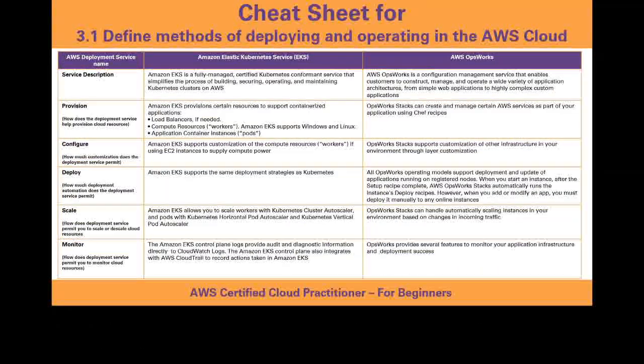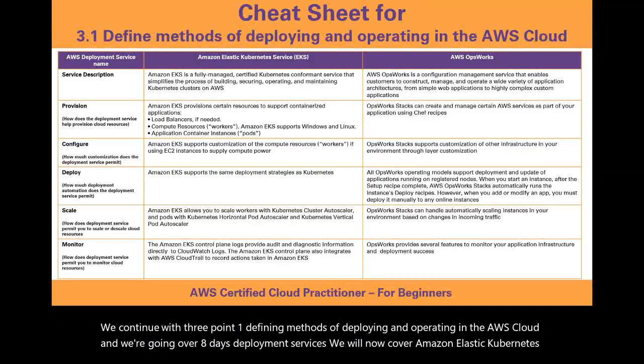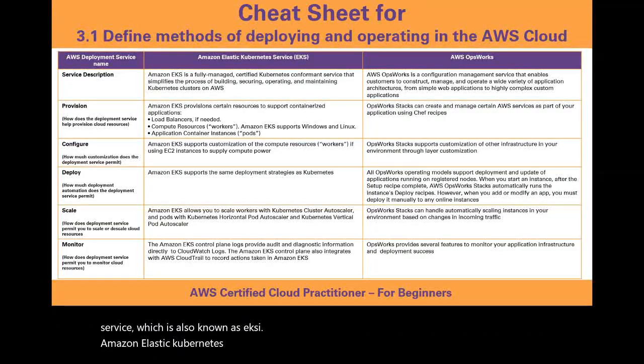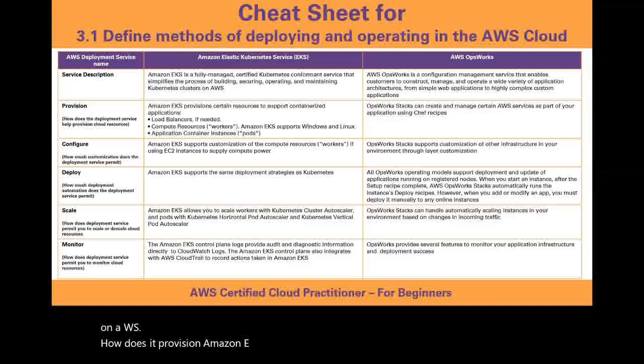We continue with 3.1, defining methods of deploying and operating in the AWS Cloud, and we are going over AWS deployment services. We will now cover Amazon Elastic Kubernetes Service, which is also known as EKS. Amazon EKS is a fully managed, certified Kubernetes conformant service that simplifies the process of building, securing, operating, and maintaining Kubernetes clusters on AWS. How does it provision? Amazon EKS provisions certain resources to support containerized applications, for example, load balancers, compute resources, and application container instances.